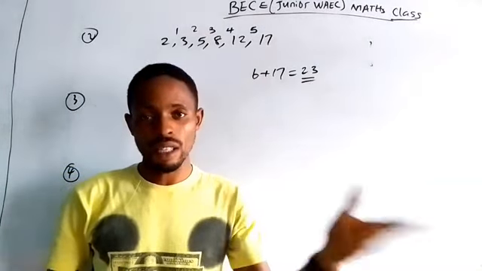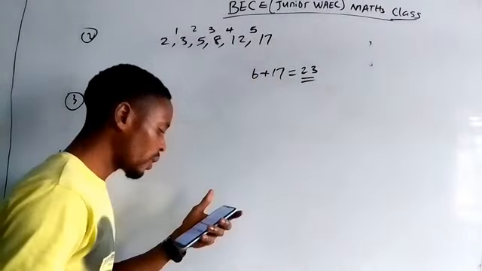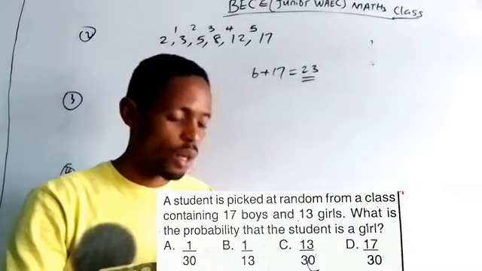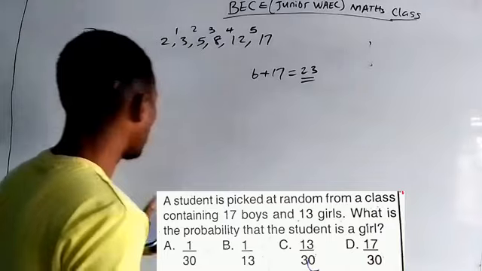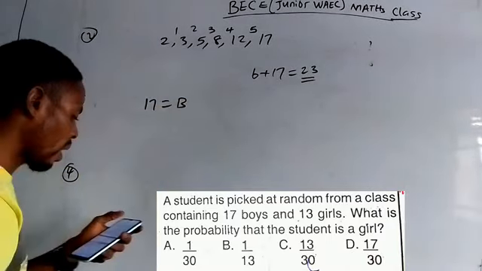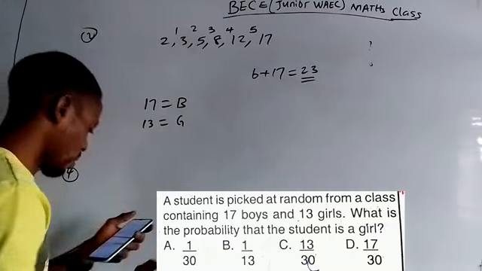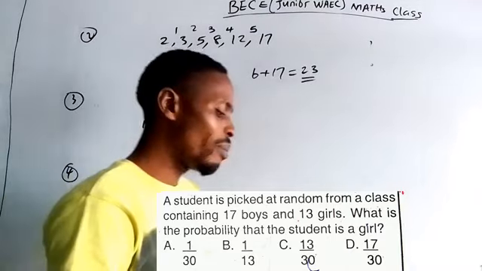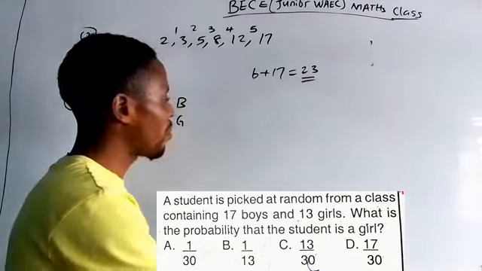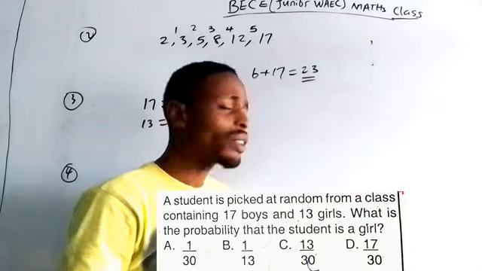Okay guys, let's look at this question 7 now. So you can see the question. A student is picked at random from a class containing 17 boys and 13 girls. What is the probability that the student is a girl? So we want to find the probability that the student picked at random is a girl. So how do you know that?